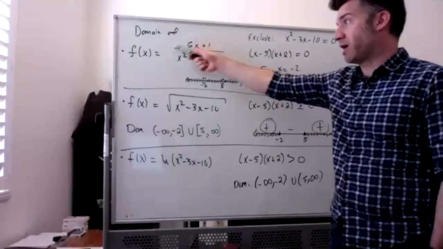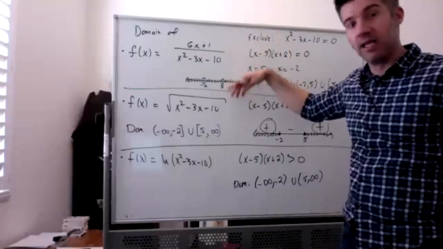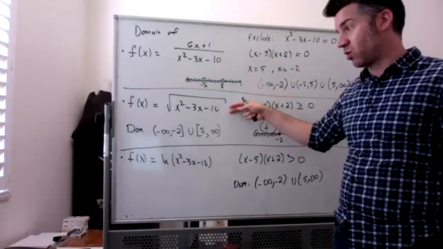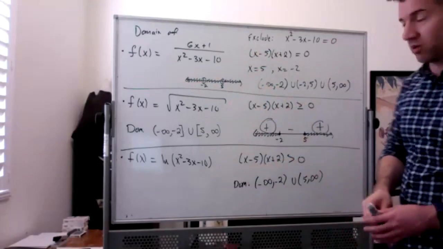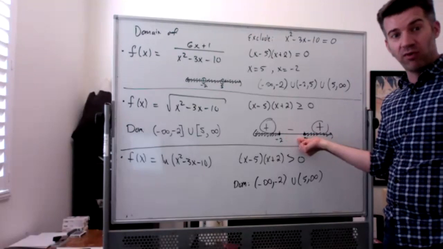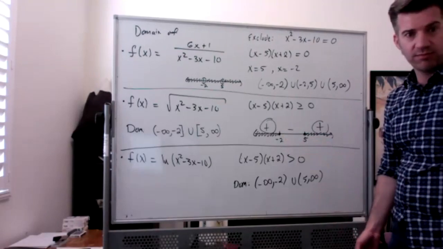Typically with a fractional expression like this, you're only excluding some finite number of points and you're getting everything else. Whereas with a square root or a logarithm, usually you're excluding a whole section, right? A whole interval of the real number line. We've excluded all of this from our answer.